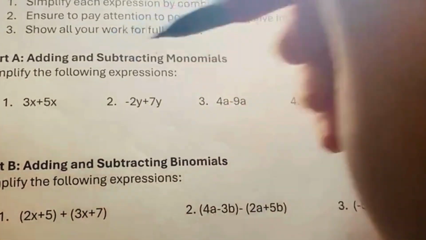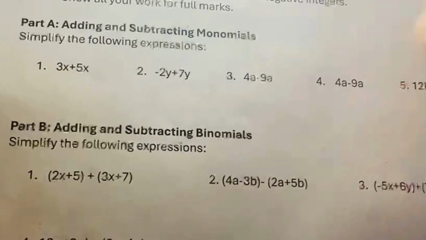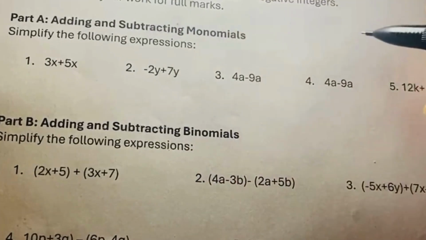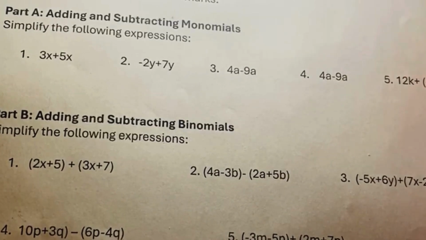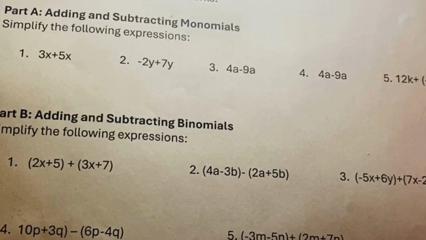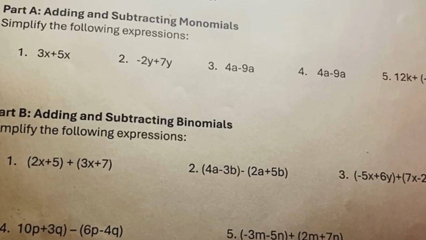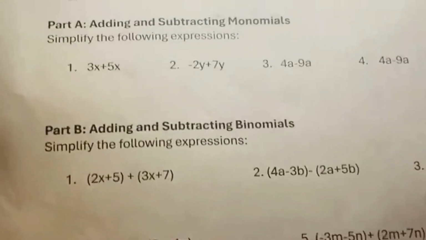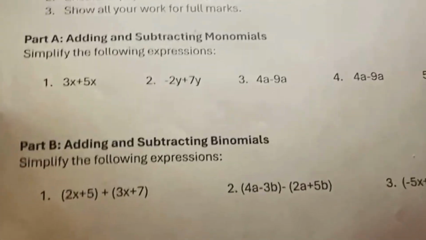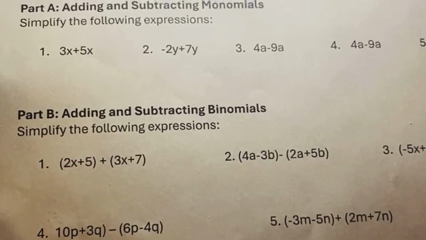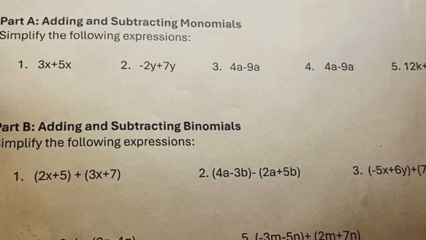So adding and subtracting monomials, simplify the following expression. I'll just write a quick rule. In monomials and binomials, we can only add the like terms and subtract the like terms. However, we can multiply and divide the unlike terms as well. So we will do that continuing in the next one, multiplication and division. This video is only about addition and subtraction.